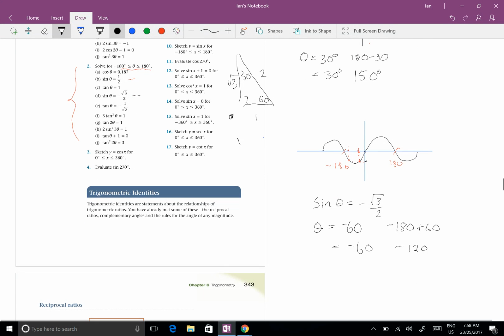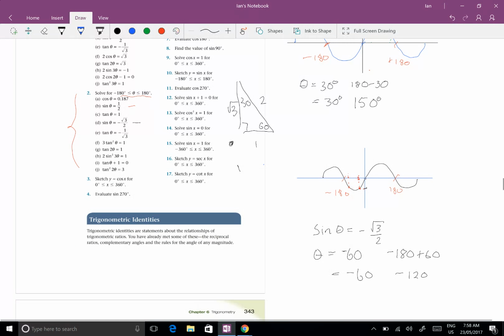And I double check that on my calculator, or I go to the solutions, which I have up in front of me. What exercise is this? This is 6.8, question 2D. Negative 60, negative 120.